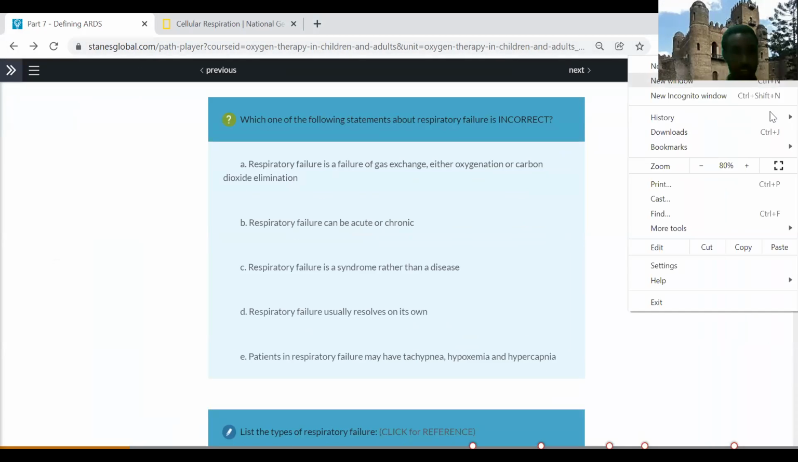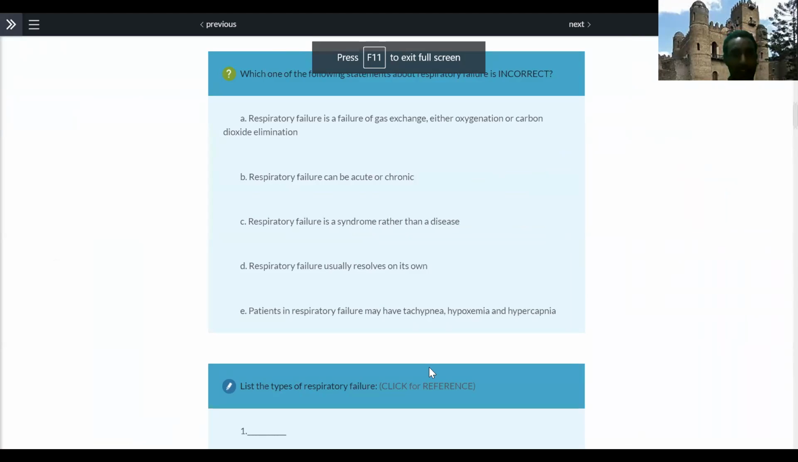Okay, thank you for your participation again. So the next question is, which one of the following statements about respiratory failure is incorrect? You have also 30 seconds to choose one of the choices, which one of the following is incorrect. So you can choose among the polls. Participants, please write what you feel is incorrect regarding respiratory failure.